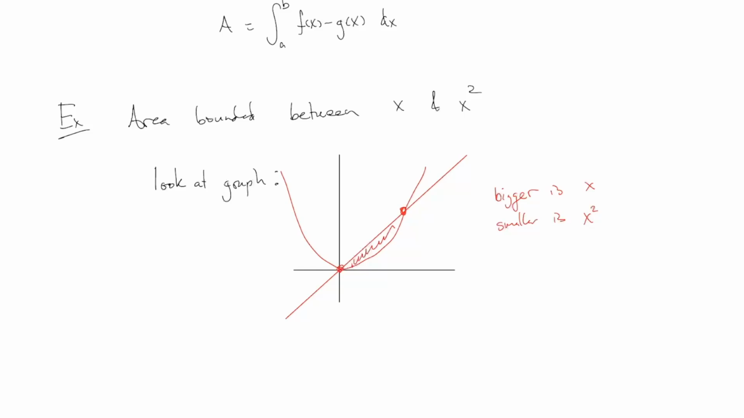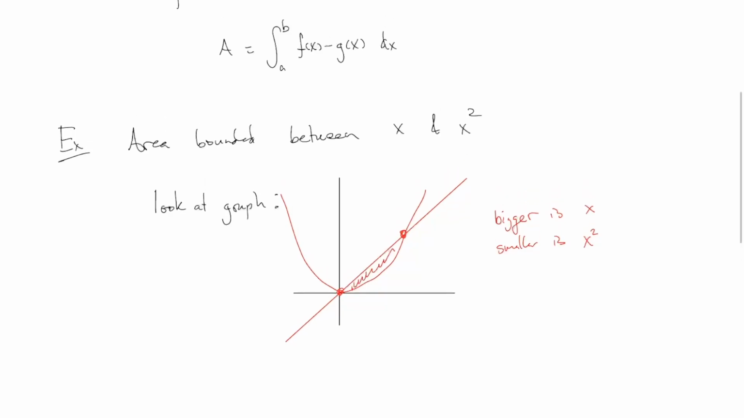Okay, so when I do my integral, it's going to be the integral of x minus x squared. It's always the bigger minus the smaller. The other question is, what about the two endpoints? The a and the b in the integral should be from here up to here. Those are the a and the b, and you have to figure out what those points are. Now, I can tell the one on the left is 0. This is x equals 0. What about the one on the right? This one you have to figure out.